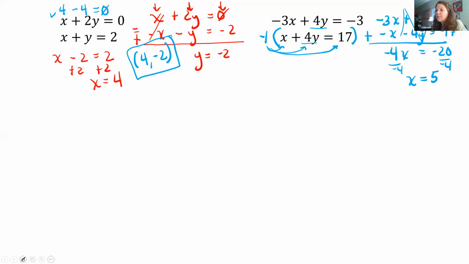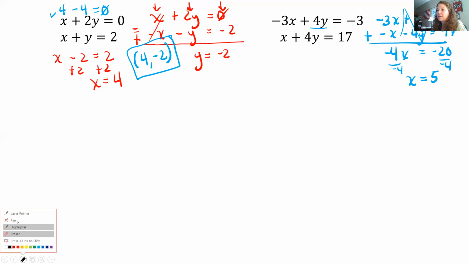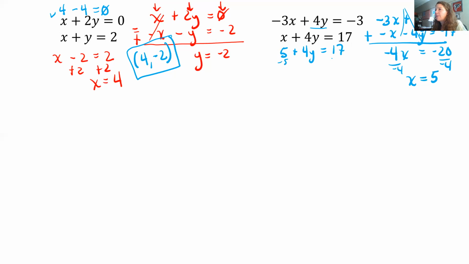When I plug in +5, let me write this right here. When I plug in +5, I'm going to get 5 plus 4y is equal to 17. I'm going to subtract 5 from both sides. So I have 4y equals 12. When I divide by 4, I see that y is equal to 3.